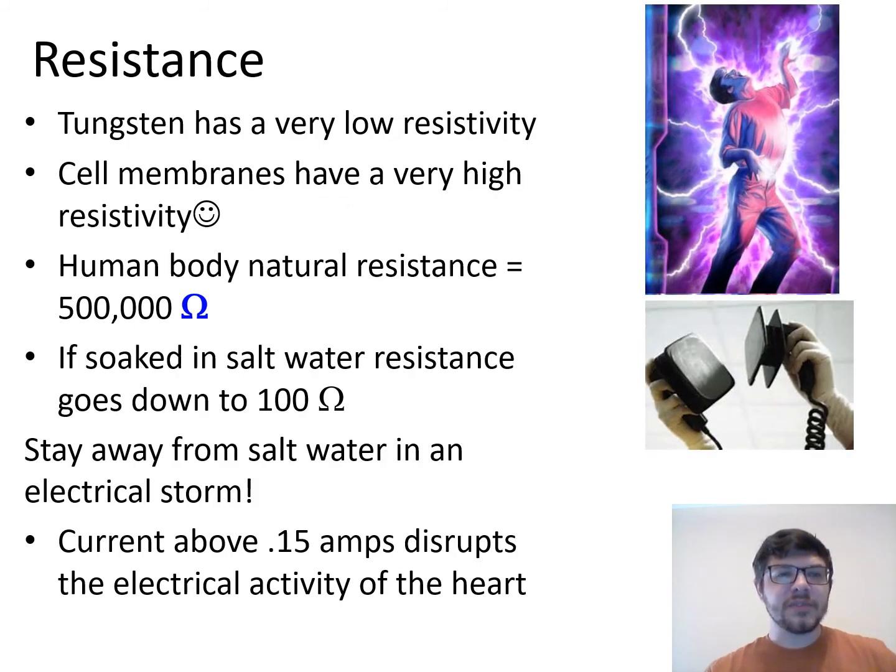So some more on resistance. Tungsten has a very low resistivity. It is a metal. It's a good conductor. Cell membranes have high resistivity. That is because most cell membranes are made of lipids that do not have metallic groups necessarily attached to them. So the human body has a pretty good natural resistance, 500,000 ohms.